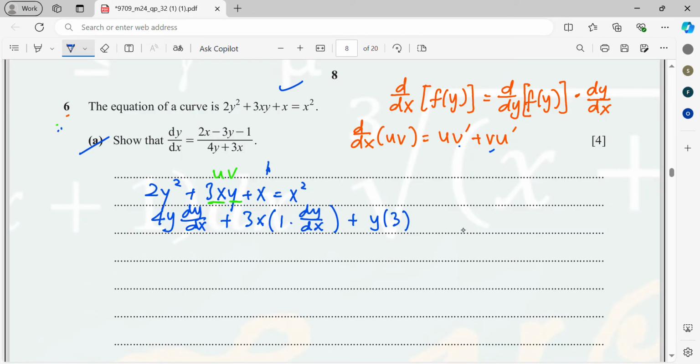Now the next term is plus x. When you differentiate plus x with respect to x, that is 1. Then the right side, x squared becomes 2x. Now I need to get dy dx as the subject. Therefore, I will group the first two terms and at the same time factorize the dy dx. So once you factorize the dy dx, you still have 4y plus 3x.